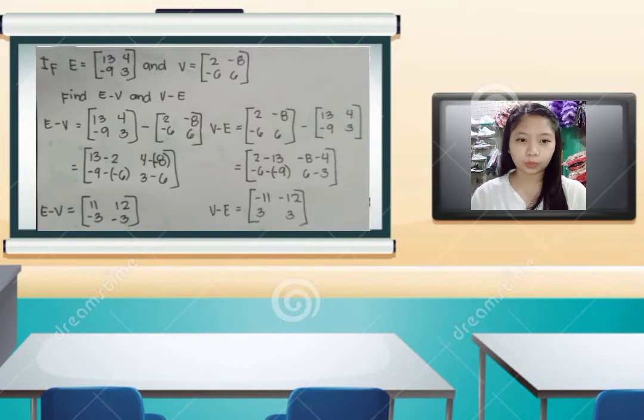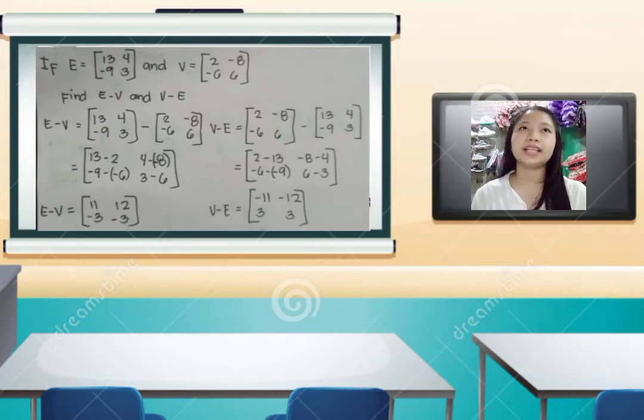B minus A is equal to 2, negative 8, negative 6, 6, minus 13, 4, negative 9, 3. Now let's combine the corresponding elements to subtract each. So 2 minus 13, negative 8 minus 4, negative 6 minus negative 9, and 6 minus 3. Our answer: 2 minus 13 is equal to negative 11, negative 8 minus 4 is equal to negative 12, negative 6 minus negative 9 is equal to 3, 6 minus 3 is equal to 3. So our answer for matrix B minus matrix A is equal to negative 11, negative 12, 3, and 3.